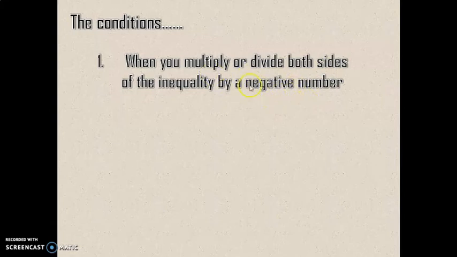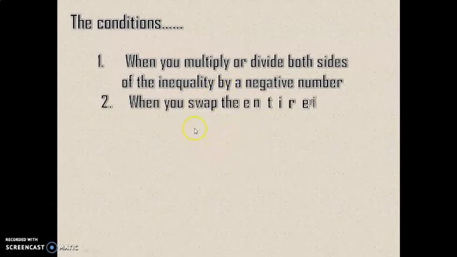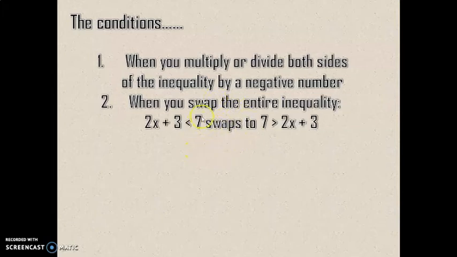So when you multiply or divide both sides by any of those negative numbers, then you are going to change the direction of the inequality. If the inequality happens to be less than before, you are going to change it to greater than. If it is greater than or equal to, you are going to change it to less than or equal to. Is that okay? Good. The second condition: when you swap the entire equation, meaning when you rotate the equation, I mean a 180-degree rotation, not a 360-degree rotation. That's what I mean by swap. Then we are going to change the direction of the sign of inequality.